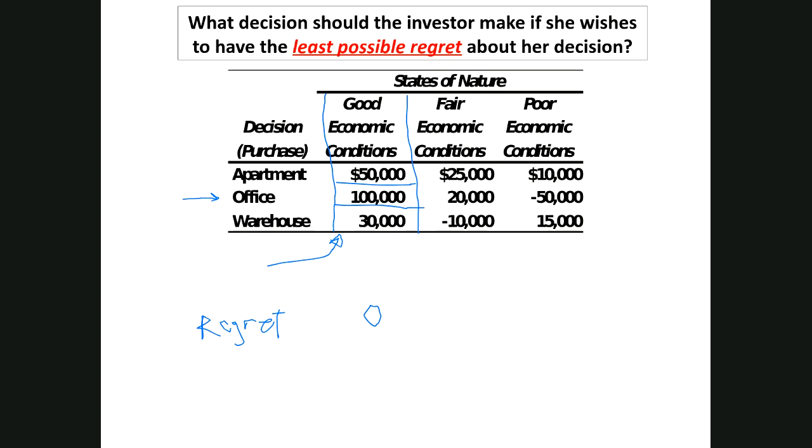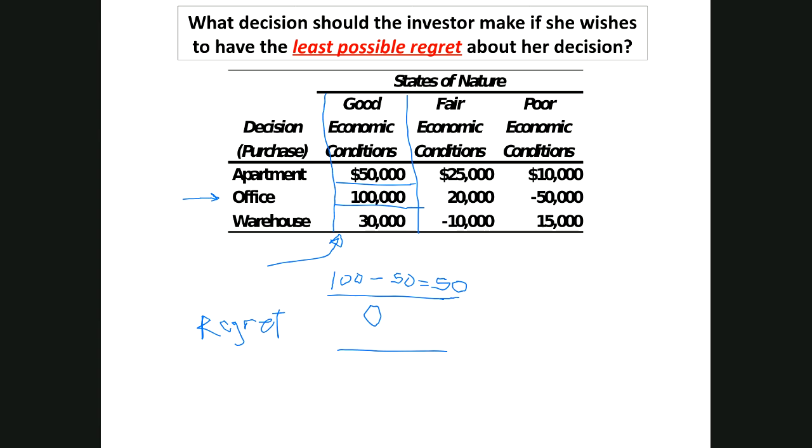So now the question becomes, what happens if you happened to invest in the apartment instead of the office? How much would you regret that decision? Well, that regret is the difference between what you could have earned in terms of dollars and what you actually did earn, which in this case is $50,000. And so the amount you would have regretted this decision is $50,000.